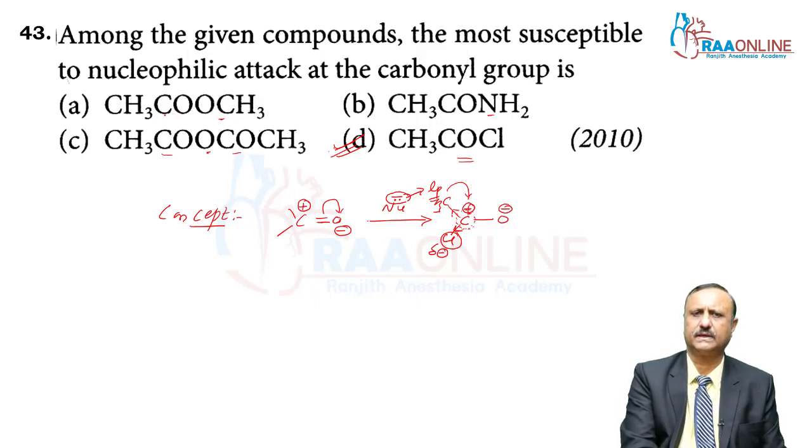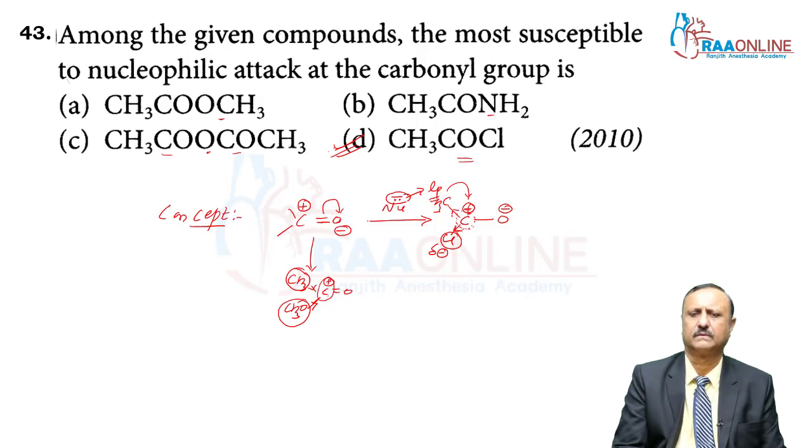You can see here CH3CO and OCH3. The CH3 group and the OCH3 group are both electron repelling groups, and electron repelling groups decrease the positive nature of this carbocation. So, it is not the answer. And when you go to the CH3CONH2 group, this is option A. So, it is not the answer.